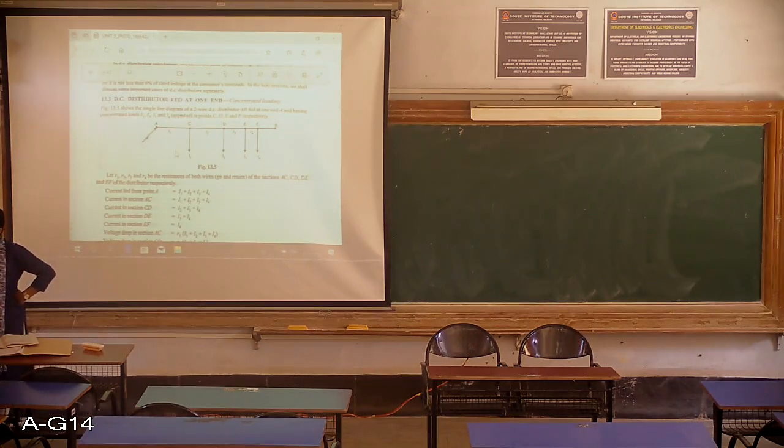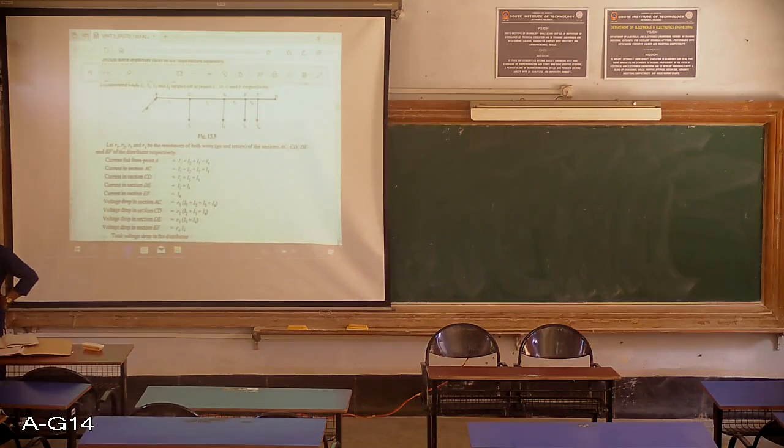Say R1, R2, R3 and R4 are the resistances of the entire loop, that is go and return for DC, a two wire line. Of both sections together, R1 is in section AC, then in CD we have R2, in DE we have R3, and in EF we have R4. Now see how we do the calculation.